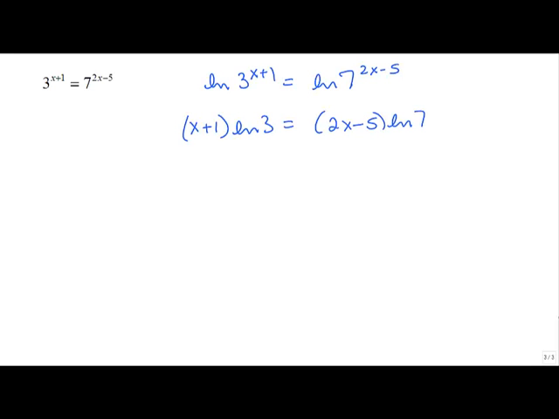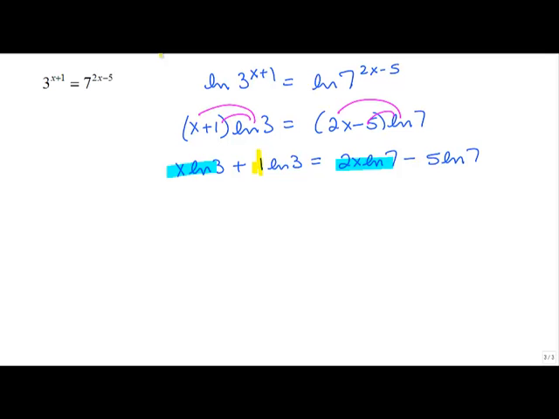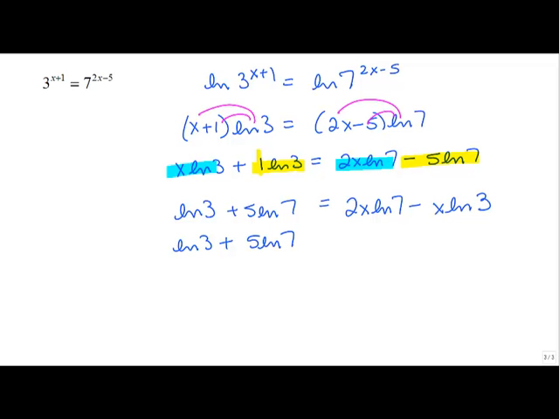This last problem is the same as before. The hard part is the calculator part. Let's just follow along. Again, I need to distribute. I need all the terms with x, the blue ones, on one side, and all the non-x terms, yellow, on the other side. I need to factor out the x. Now divide.